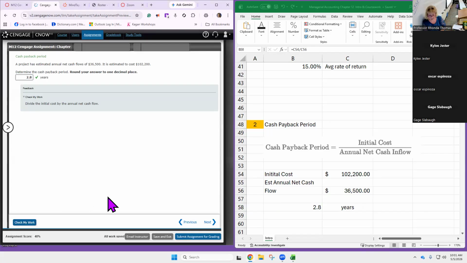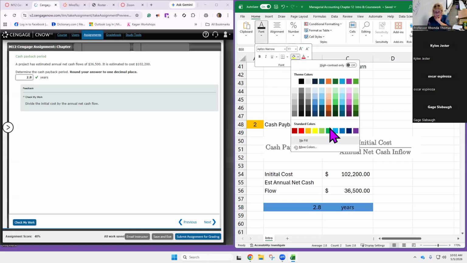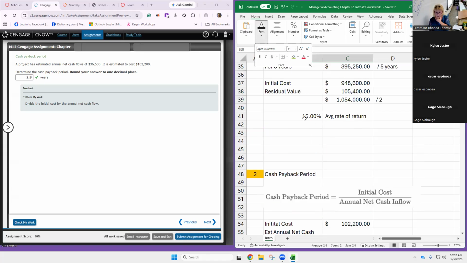So there's that one. Once again, payback period is usually a number of years. I guess it could be a number of months, if something had a monthly cash flow; it depends on what they're talking about. All right, so I'm going to go ahead and make this green. And then our answer up here was here.